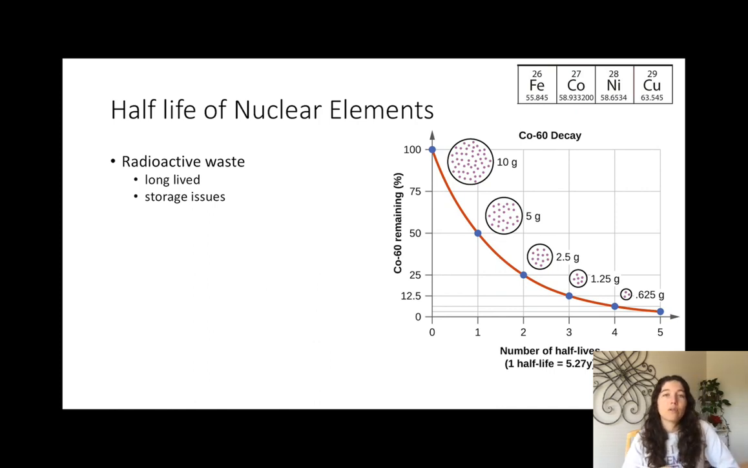So this brings us to the process of half-life. Half-life is how we use this decay process, how we use math, in order to calculate how long it takes something to decay in order to determine how old it is.